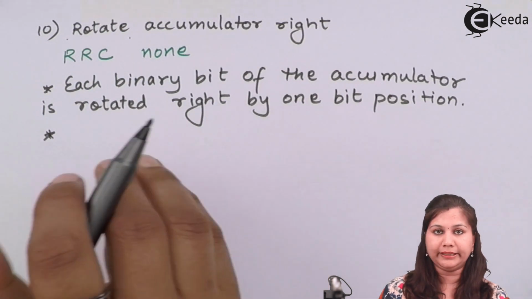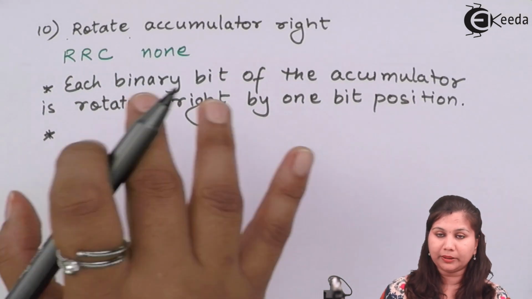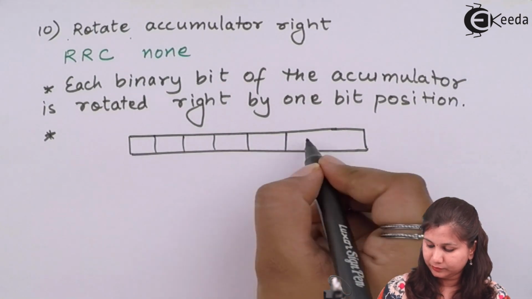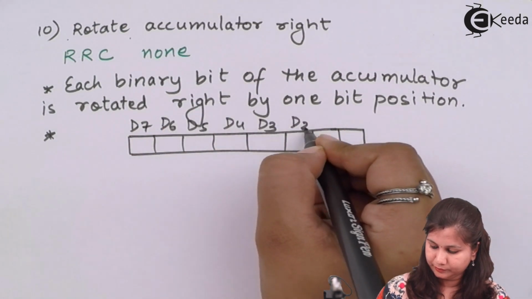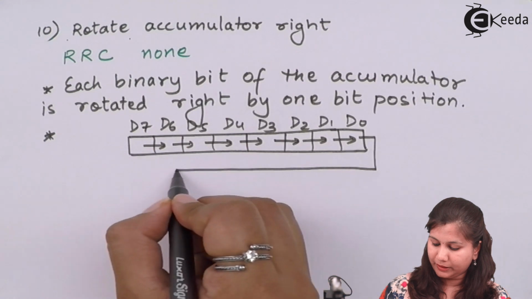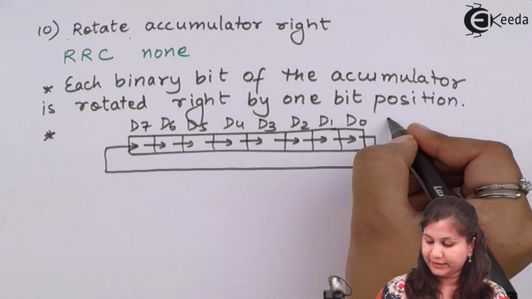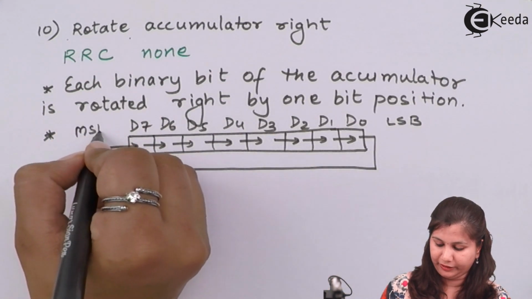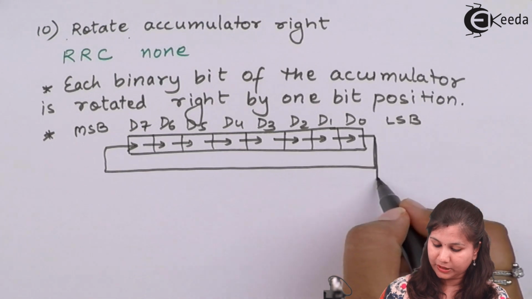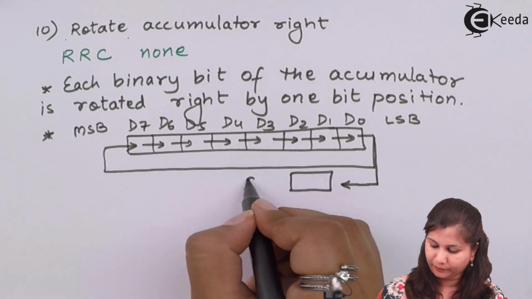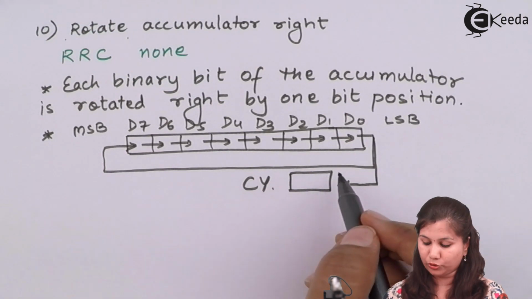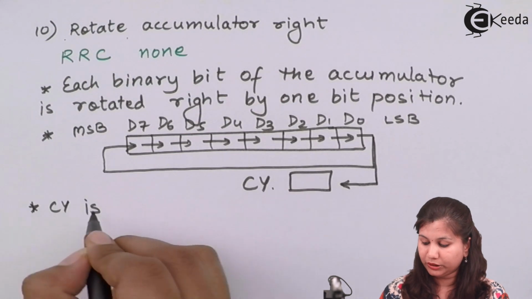So the bit number D0 will now become the bit number D7. All the bits are rotated. We have the 8-bit accumulator, and this D0 bit becomes the D7 bit. D0 is the least significant bit and D7 is the most significant bit, so this LSB will now become the MSB. Also this bit is shifted to the carry flag. So this bit becomes the D7 bit and also goes into the carry flag. So here also the carry flag is modified according to the bit number D0.